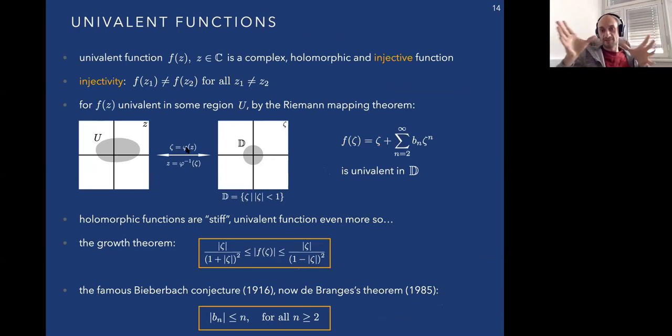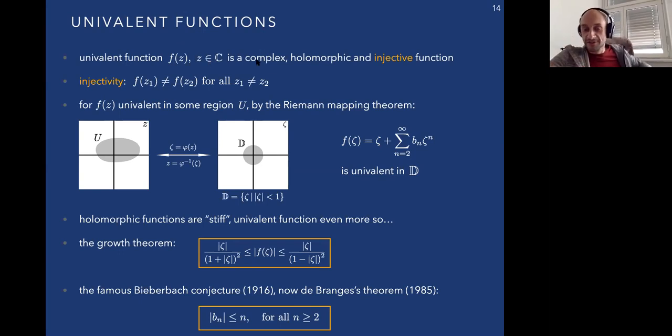Let's start with some mathematics. So the whole thing relies on the theory of what are called univalent functions. So what is a univalent function? Well, it's a function f(z), where z is of course in the complex plane. I will be doing complex analysis, and this function is complex.